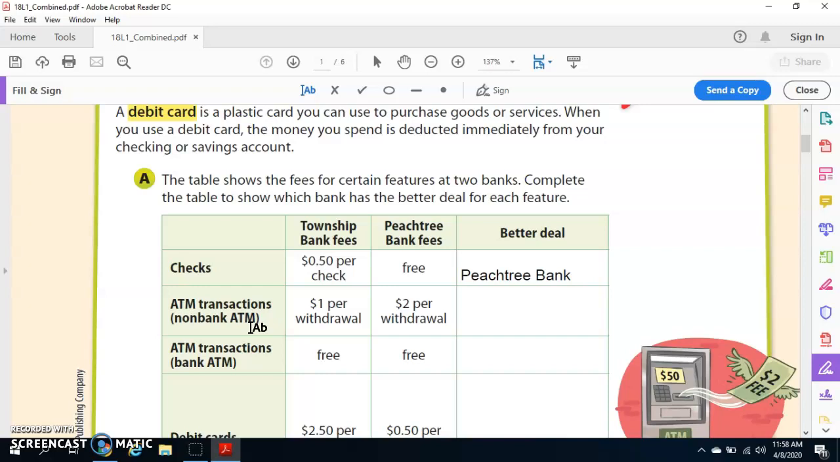Sometimes you get charged their bank fee, the ATM fee of using a different bank, and also some banks charge you an extra fee at their bank for using a non-bank ATM. And just so you know, does anybody know what ATM stands for? It stands for Automated Teller Machine. So it's kind of like a robot teller.